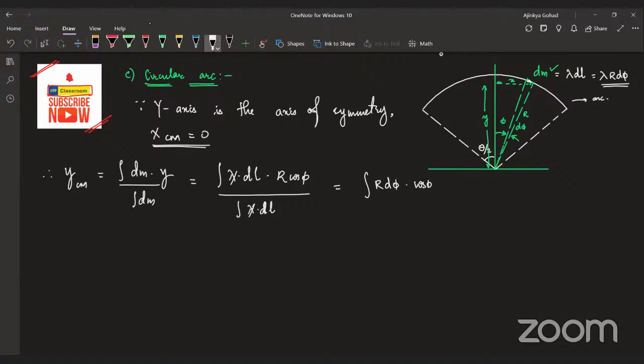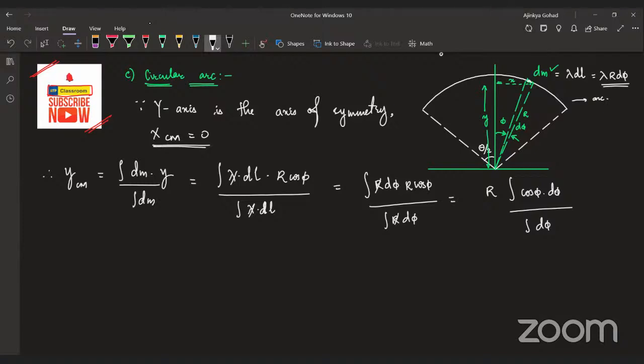into cos phi upon integral r into d phi. Right. So I can cancel r, again, it is constant. So what I'm left with is r into integral cos phi d phi upon integral d phi. Now we need to substitute the values of phi.